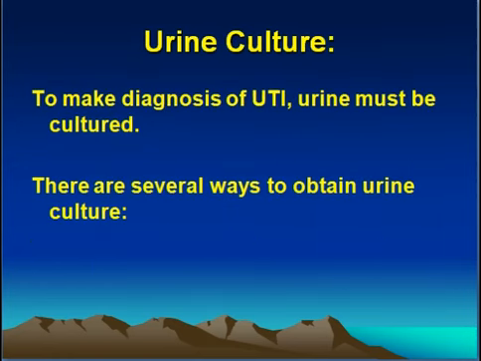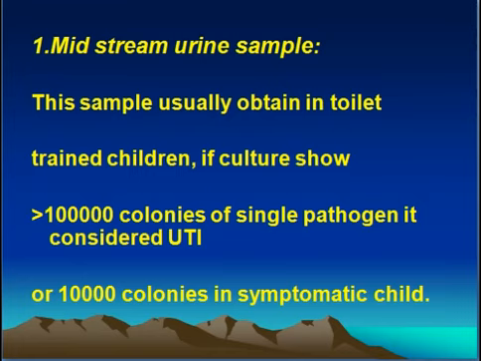Urine culture. To make a diagnosis of UTI, urine must be cultured, and we have several ways of obtaining urine for culture. The first method is midstream urine sampling. This sample is usually obtained in toilet-trained children. If the culture shows more than 100,000 colonies of a single pathogen, it is considered as UTI, or 10,000 colonies of a single pathogen in a symptomatic child.